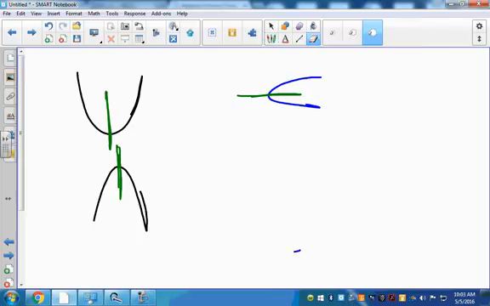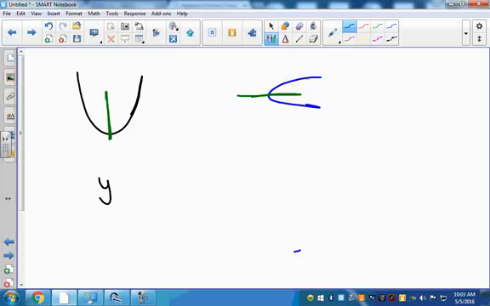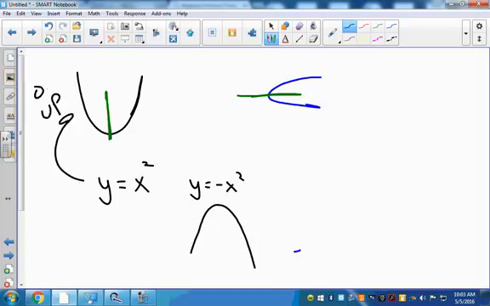So opening up and down, whenever you see an up or down type parabola, I want you to think y equals x squared. That's in your basic library of functions. This is a function. We know that. If the parabola were to open downward, still a function, but now there's a negative x squared, right? So this opens up, and this obviously opens down.